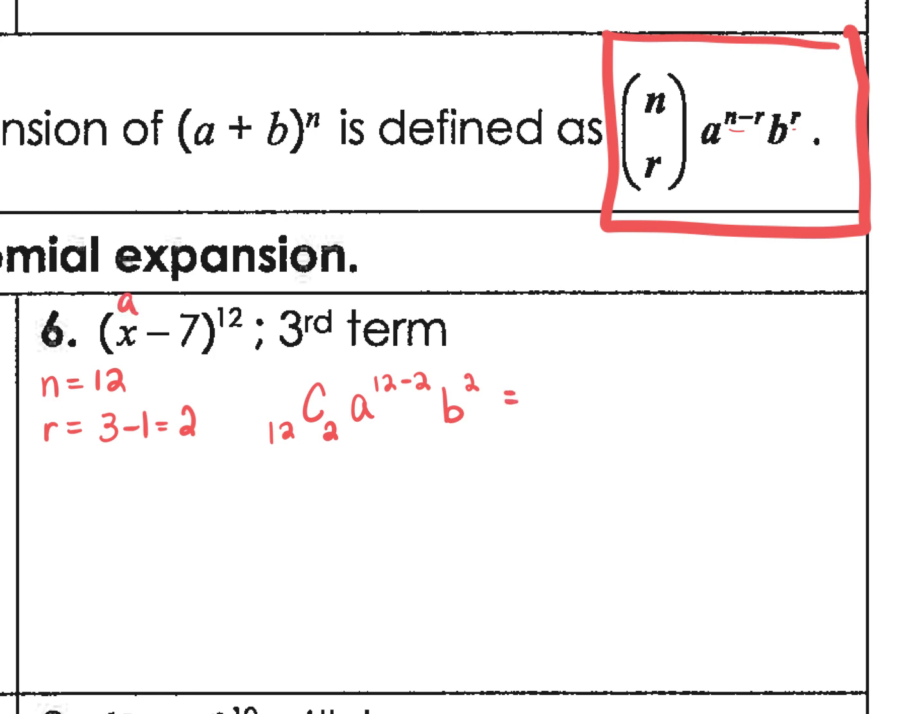So this is my A, and my B is -7, isn't it? So now I'm going to do 12C2. What is 12C2? 66. So this becomes 66. A is what? To the 10th. And B is -7 to the 2nd. So we can come up with an answer. See how it works? So just do -7 squared times 66. And what do you get?